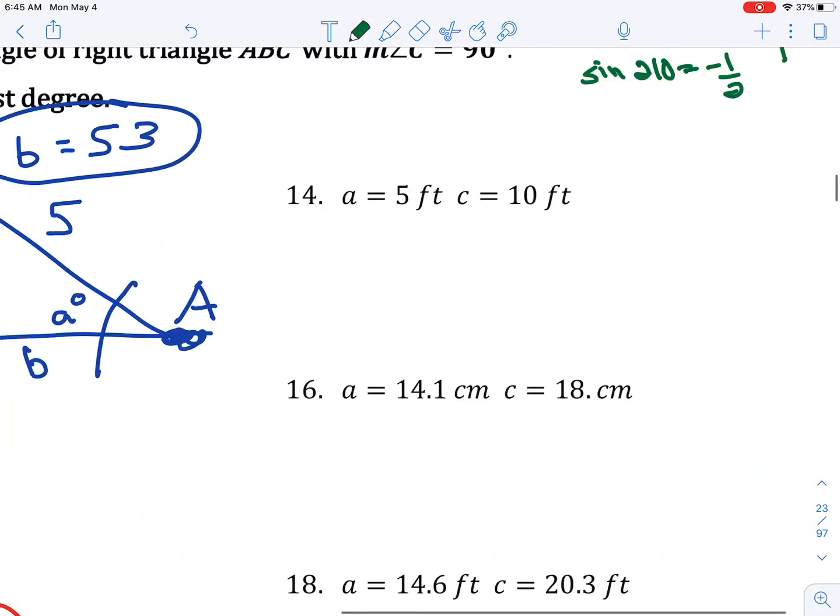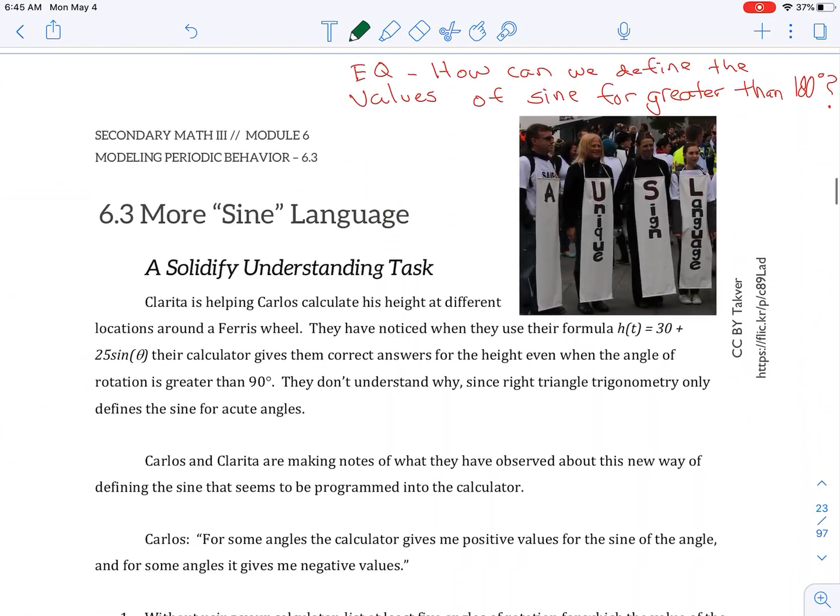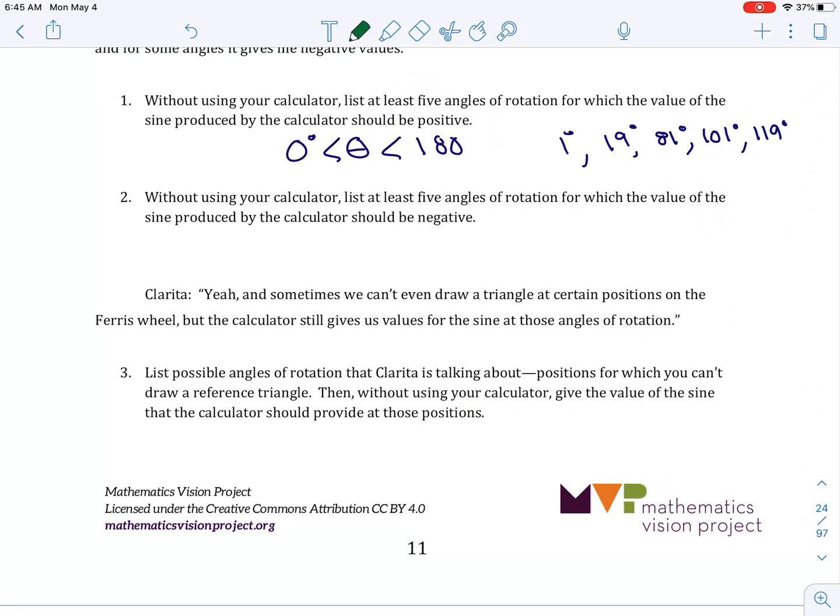So you can see how it would be the same thing if I would come over to this quadrant here. The opposite would always be negative, and the hypotenuse is always positive. So in this case, it's everything from 180 to 360: 181, 211, 212, 302, and 359.